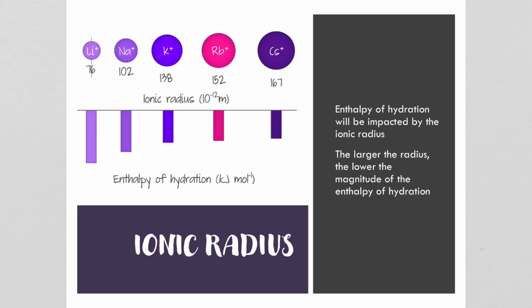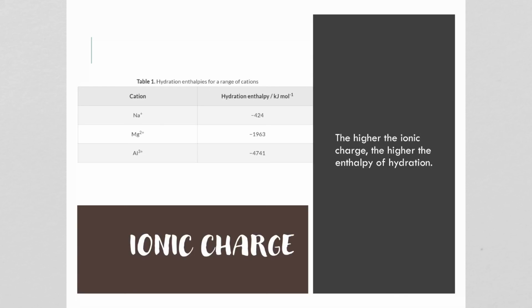There are two things that impact the enthalpy of hydration. One of them is the ionic radius. The larger the radius, the lower the magnitude of the enthalpy of hydration. You can see that with these ions. Lithium is the smallest, but it has the largest magnitude of the enthalpy of hydration, and so on. The other thing that plays a role is the ionic charge. The higher the ionic charge, the higher the enthalpy of hydration. So you can see for aluminum 3+, the enthalpy of hydration is negative 4,741 kilojoules per mole.